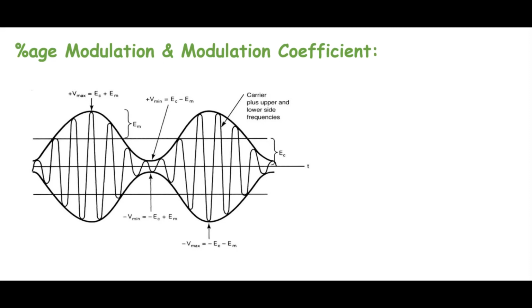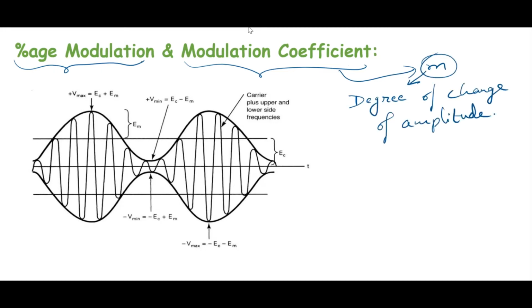Hello everyone. In this lecture we'll learn about percentage modulation and modulation coefficient. There are two terms: one is modulation coefficient, the other one is percentage modulation. Modulation coefficient we generally denote by small m. This modulation coefficient, or small m, can be defined as the degree of change of amplitude, meaning up to what extent the amplitude of the carrier wave is going to vary.